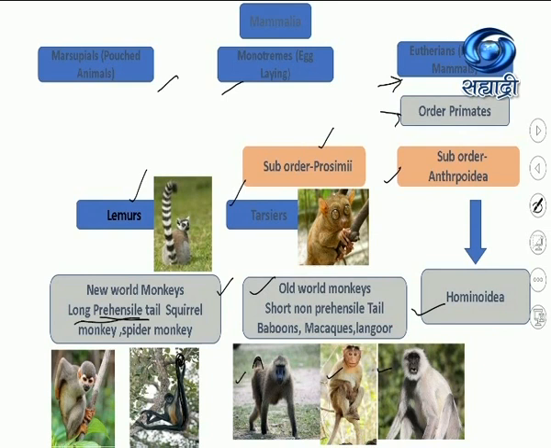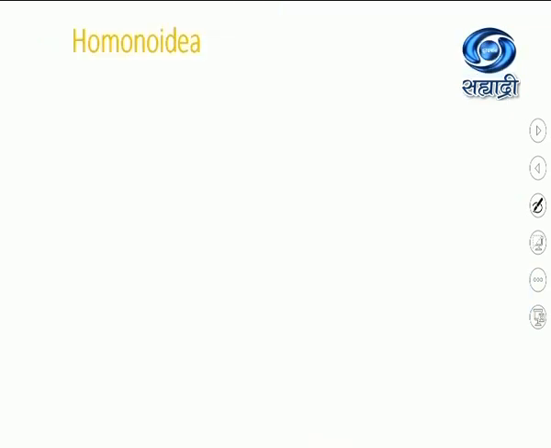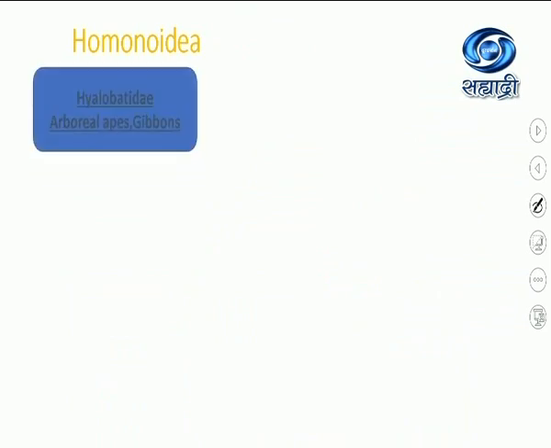These long prehensile tail or New World monkeys are found in America, and Old World monkeys are found in the African and Asian continents. So you can see these are baboons, these are macaques and these are langurs. Macaques, bandar, what we say. Okay, and hominoidy. Now hominoidy we will be studying in detail.